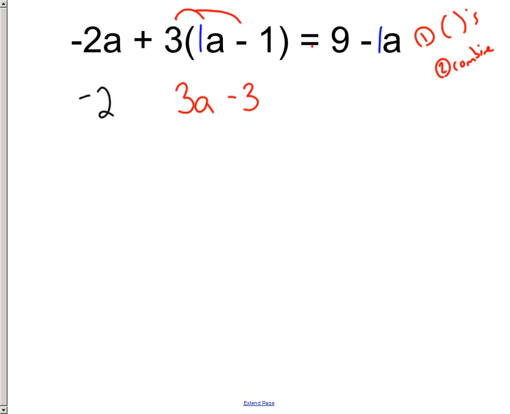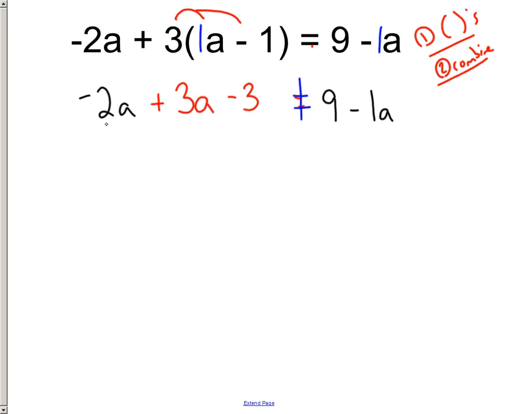This negative 2a would come down, and since positive 3 times 1 is positive, we'll put a plus sign right there. And then all of this comes down as well. The next thing that we need to do is we need to combine. Now here's where you need to make sure you understand. This equal sign is like a boundary line. It separates the equation into two different parts.